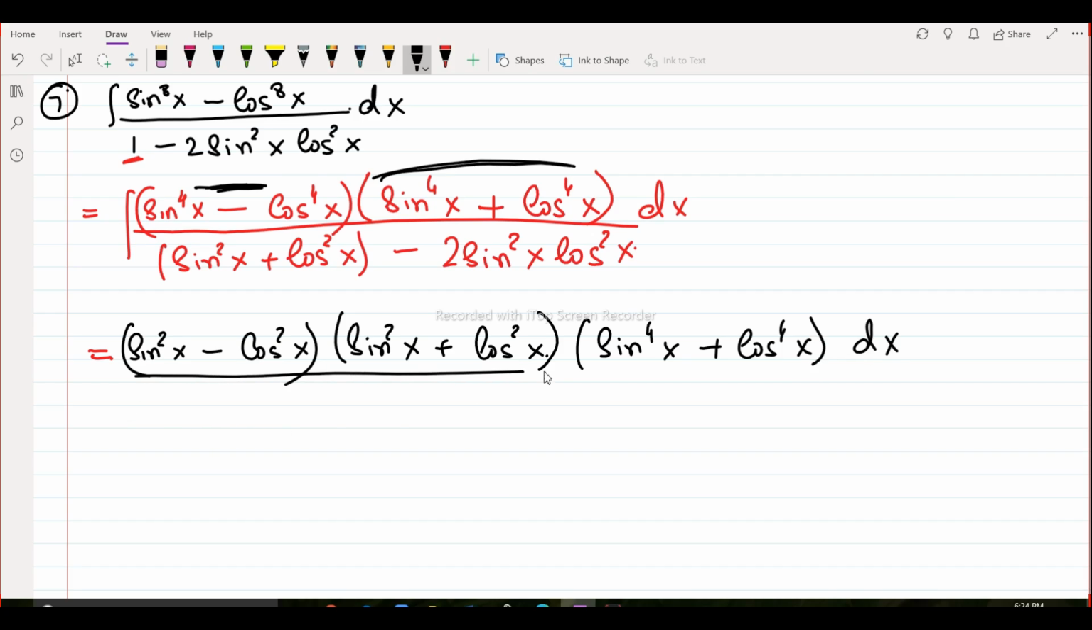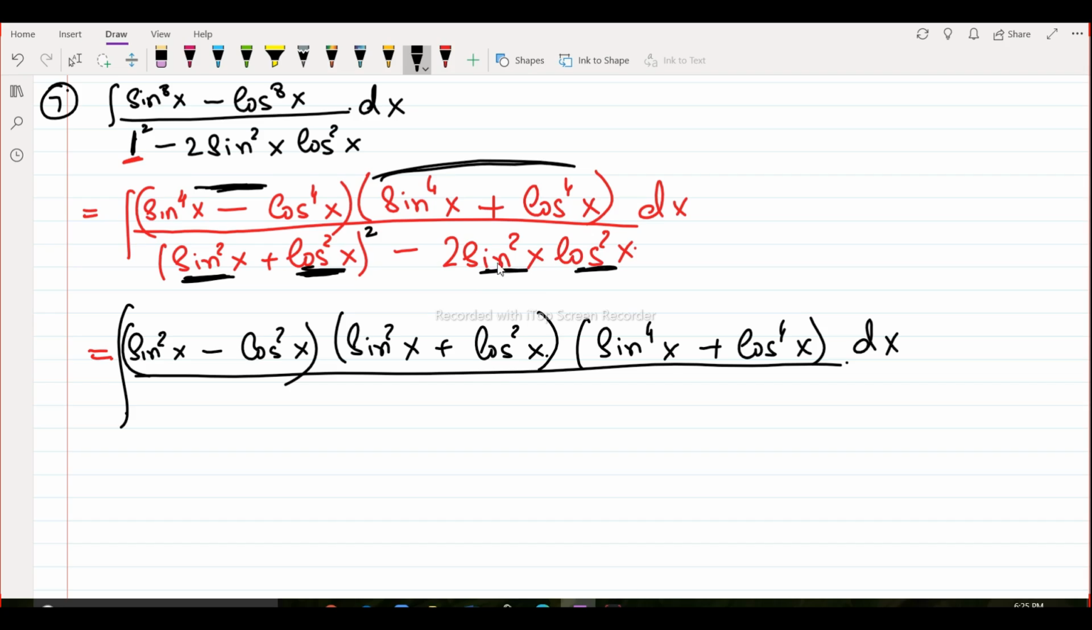And in the denominator, we have a square plus b square minus 2ab, right? So what I'll do is, see, this is 1. So I can write this as 1 square. In fact, I can write this whole thing as sine square plus cos square, the whole square. So now if you open this, what you'll get is sine raised to 4 plus cos raised to 4 plus 2 cos square sine square, and here you have minus sine square cos square.